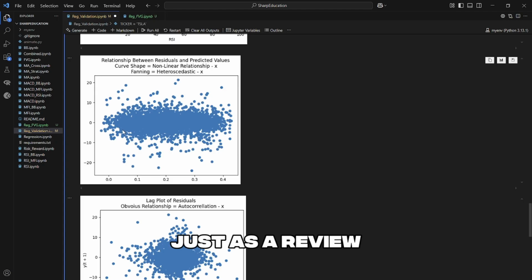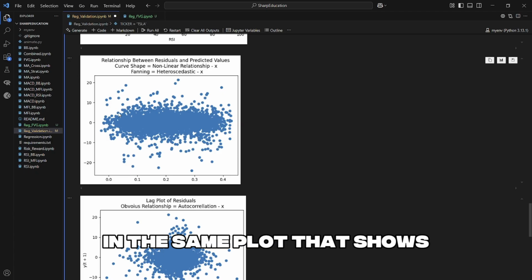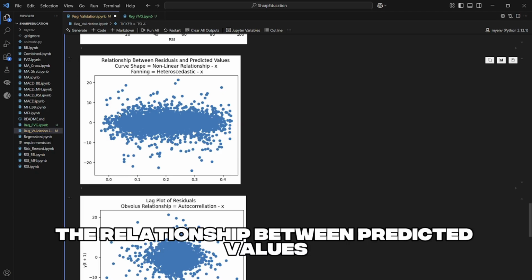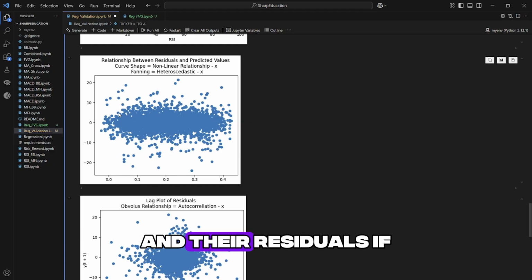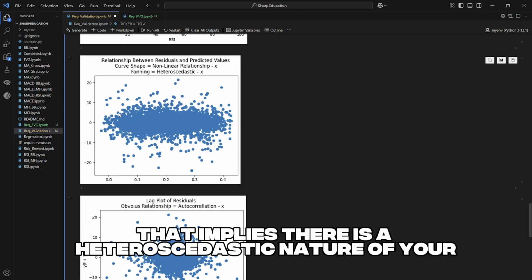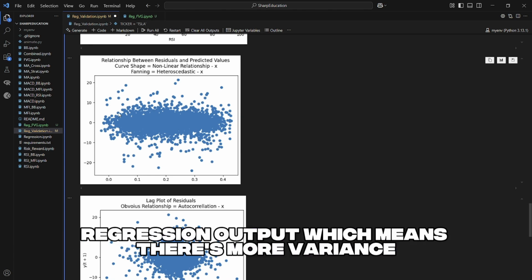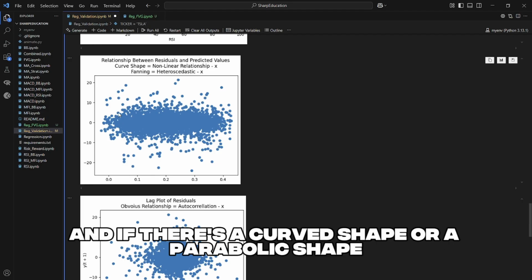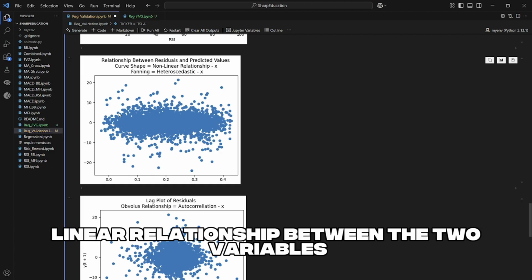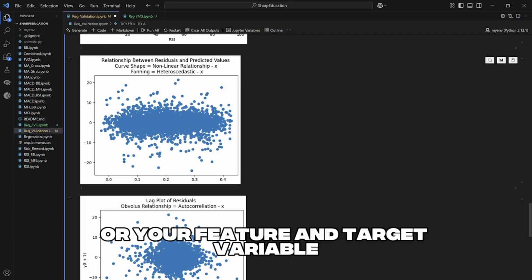Just as a review, we can test homoscedasticity and linearity in the same plot that shows the relationship between predicted values and their residuals. If there is a fanning shape, that implies there is a heteroscedastic nature of your regression output, which means there's more variance with greater predicted values. And if there's a curved or parabolic shape, that means there's a non-linear relationship between the two variables that you are regressing upon, your feature and target variable.